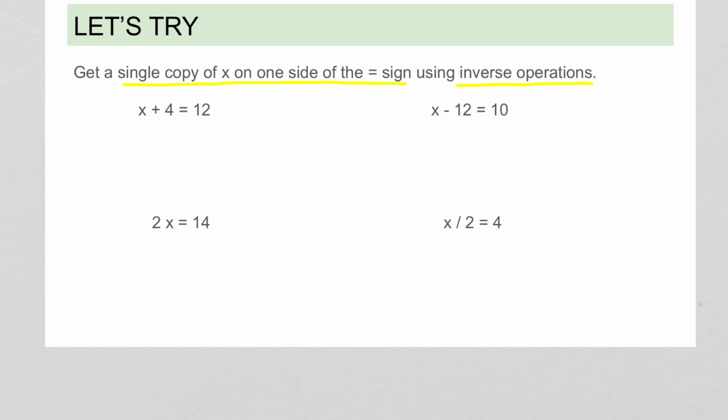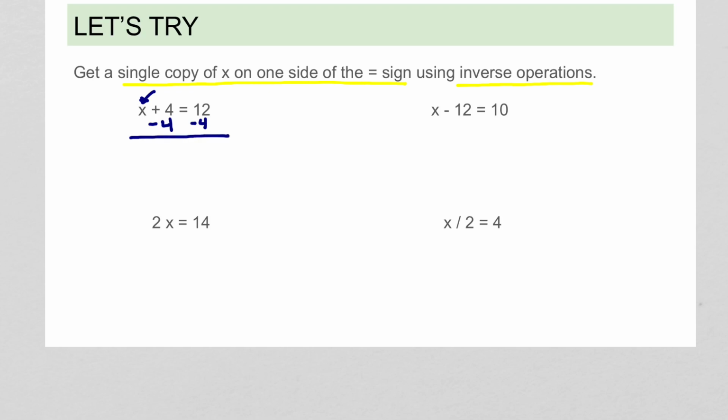So right now I look at this and x is not alone. X has got this plus 4 next to it. So I want to get rid of the plus 4. Well, what is the inverse operation of adding 4? It is subtracting 4. Okay? But here's the thing about this: you have to keep it balanced. So here's the structure that I like to use, because what you do to one side of the equal sign, you have to do to the other.